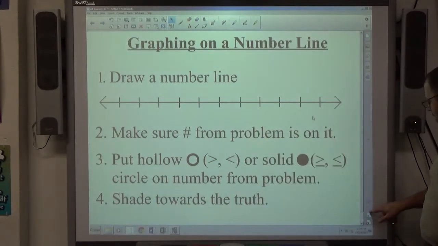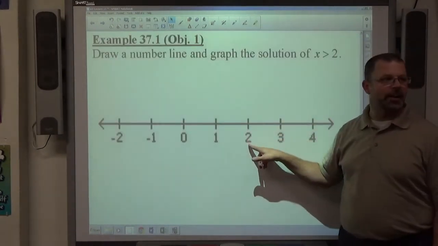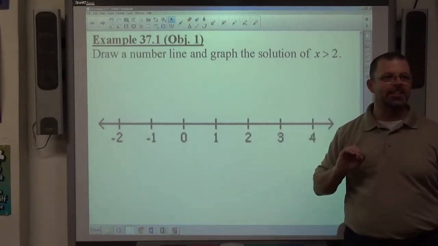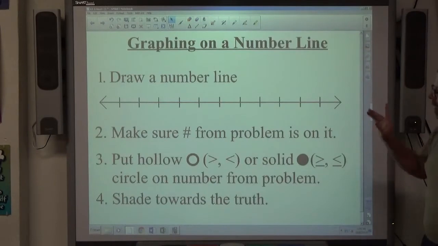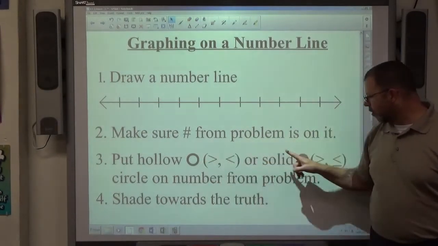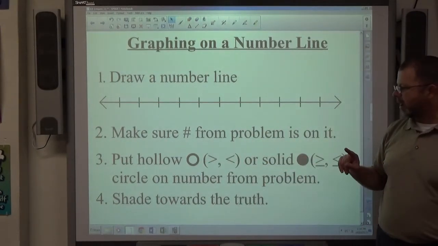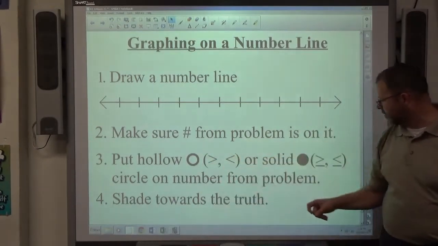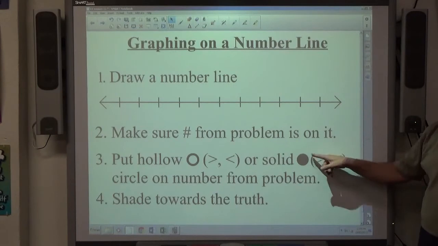Okay, notice this problem here. 2 is on it. Okay? If I'm graphing x is greater than 2 and 2 doesn't show up as one of the numbers, that's not a good number line. Alright? Put a hollow circle or a solid circle on that number depending on the inequality. If it's a greater than or a less than symbol, you're going to put the hollow circle. Greater than or equal to, or less than or equal to, you put the solid circle.